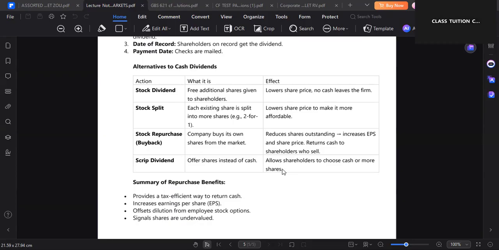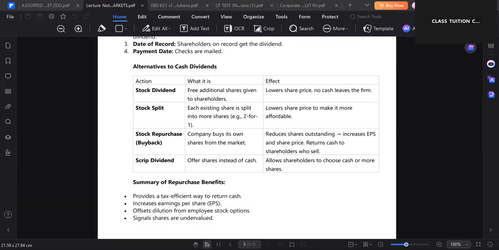Another alternative would be a stock repurchase. So instead of paying cash for dividends, the company will buy its own shares from the market. This will reduce the number of shares outstanding, and therefore the earnings per share will increase. And the remaining shares will now own a larger piece of the company, and buybacks are often more tax efficient.